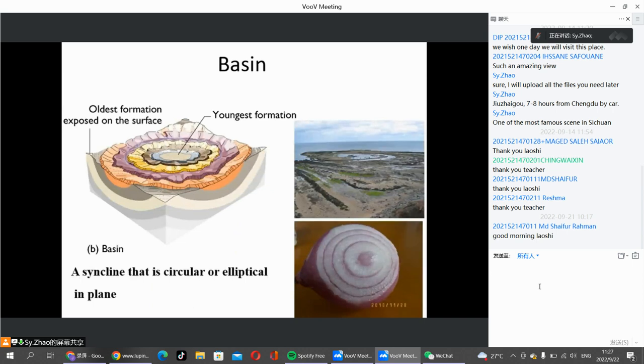And on the other hand, a synclinal fold facilitates the formation of a basin with the youngest formation in the center and the oldest formation exposed in the surrounding portion on the surface. But note that this basin is on a small scale compared to the Sichuan Basin. It's not the formation of the Sichuan Basin. Formation of the Sichuan Basin is some other mechanism, on a much larger scale of tectonic activities.